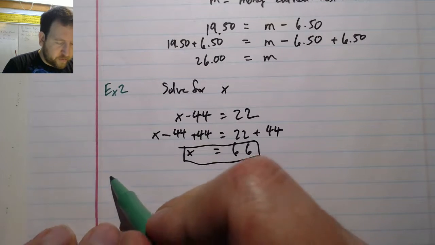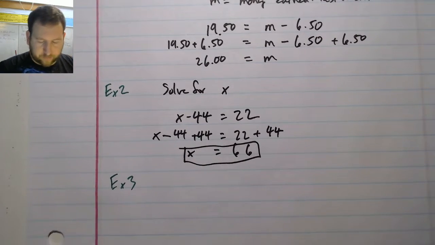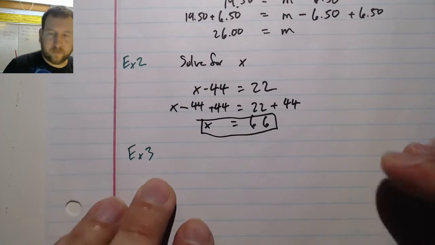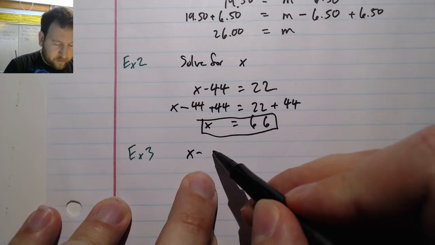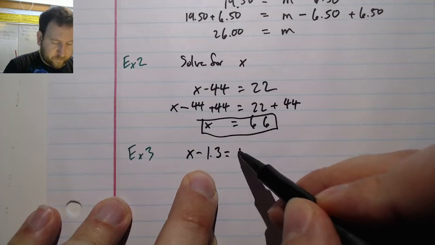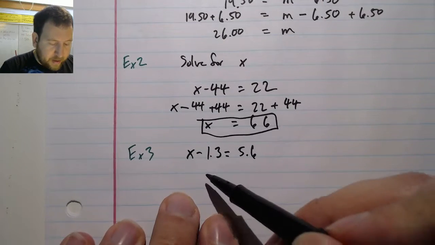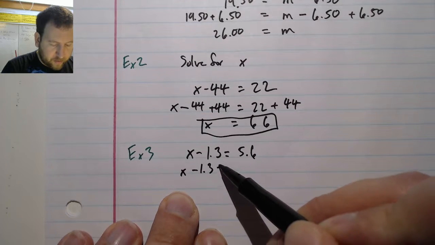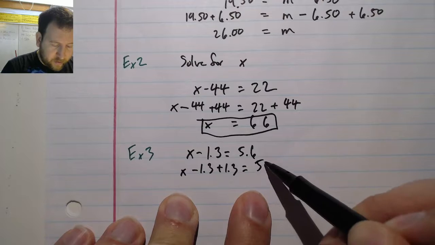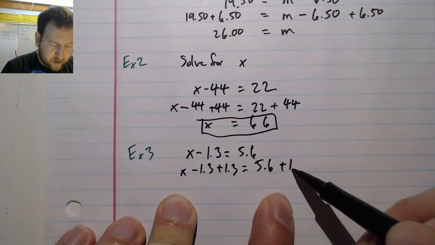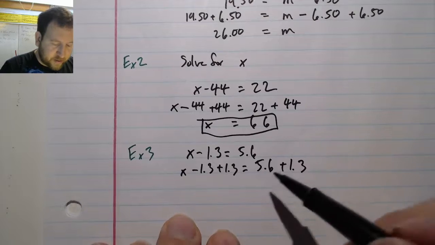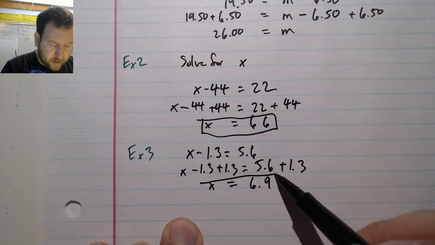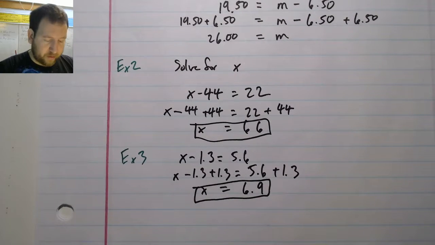Go ahead and go on if you understand. I'll do one quick more if you don't. Our next one looks like this. X minus 1.3 equals 5.6. Okay, I'm going to add my next step. X minus 1.3 plus 1.3 equals 5.6. I need to add this as well, 1.3, because I added it onto both sides. I have x, 5.6, and 1.3 is 6.9. And we are done. Nice.